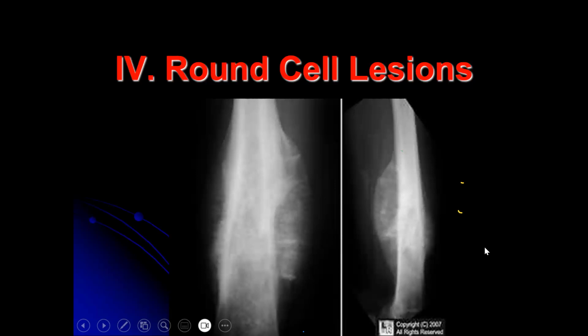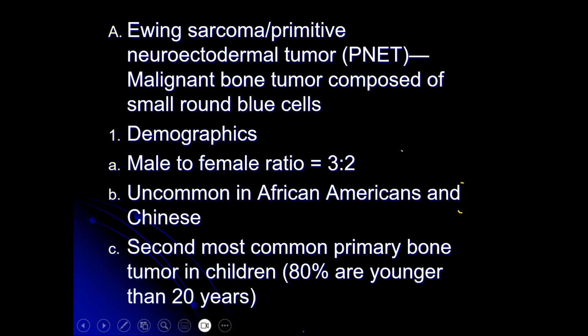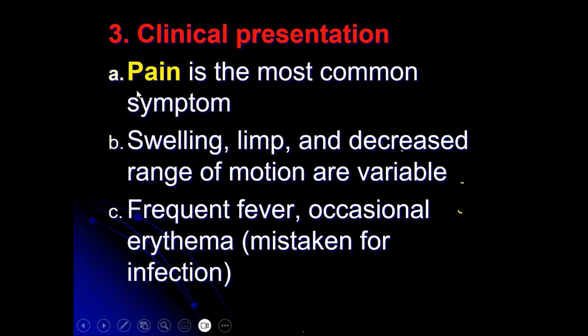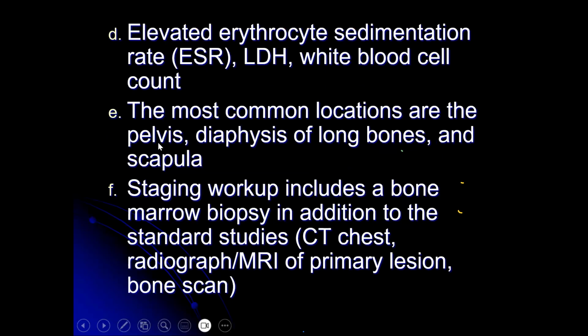In elevated sedimentation rate, you have to know that in African Americans and Chinese it's very rare. The male to female ratio is 3:2. This is the second most common primary bone tumor in children. 80% are younger than 20 years. You have to know about the condition: pain, swelling, frequent fever. The ESR and LDH are high, with a high white blood cell count. This is a bad prognosis.